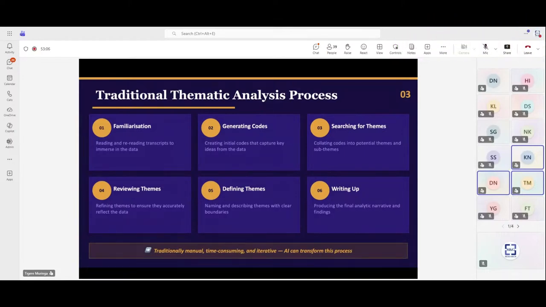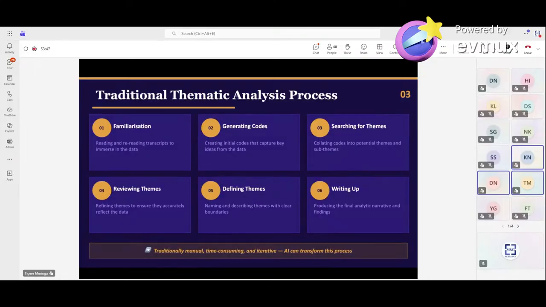In this process of searching for themes, you are collecting those codes into potential themes and sub themes, right? I'll demonstrate how this process can work on ChatGPT, on an LLM. Then when you've done that, in reviewing themes, you need to refine themes to ensure they accurately reflect what the data is saying. So you're going back to the themes you've identified and contrasting them with whether this is really what the data was saying. Then you're defining themes, naming and describing themes with clear boundaries, right? Then you go to your write up.